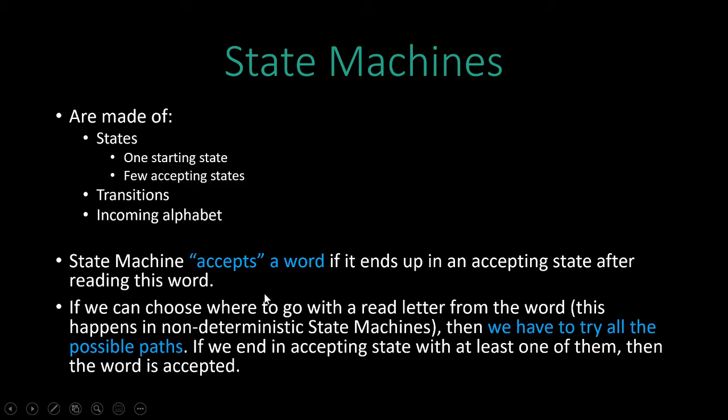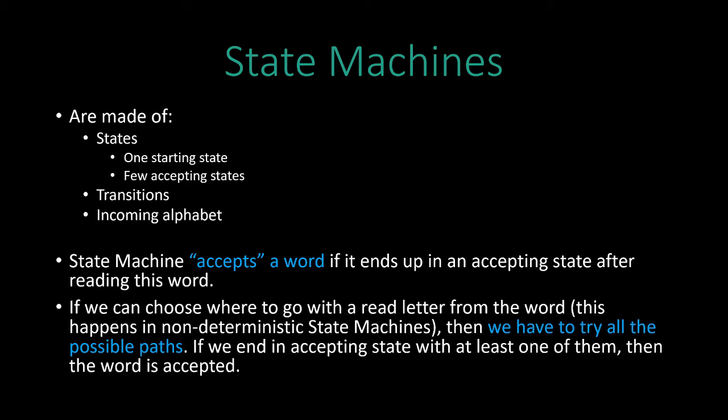So we also made a distinction between two types of machines. One where at every point you know where to go, and there is no hesitation, because if you are in a state and you read A, there is only one arrow going out from this state, so you know you have to go there.